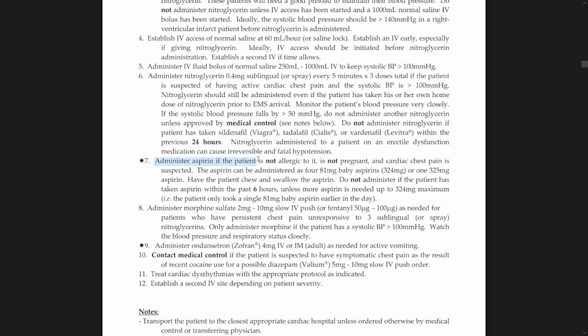Administer aspirin if the person is not allergic to it, is not pregnant, and cardiac chest pain is suspected. The aspirin can be administered as 4 81 milligram baby aspirins, 324 milligrams, or 1 325 milligram aspirin. Have the patient chew and swallow it. Do not administer if the patient has taken aspirin within the past 6 hours, unless more aspirin is needed to reach the 324 milligram max.